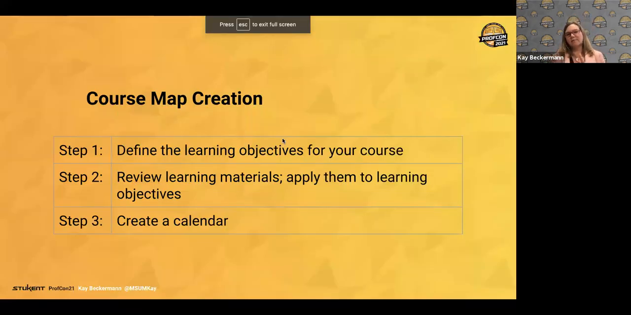Step 3 is simply create a calendar. So this is kind of just jot down, if you're working in a quarterly system or a semester system, when you think you will be discussing each of these different topics, because that will also help you as you create the course map, build on some of these things.